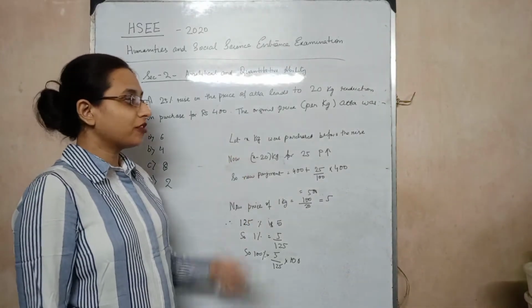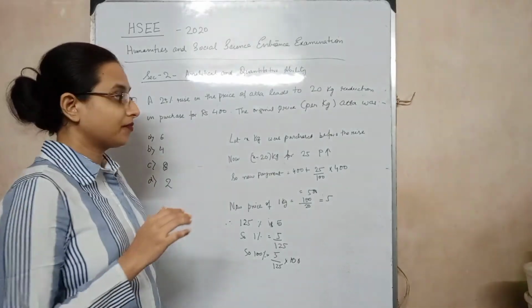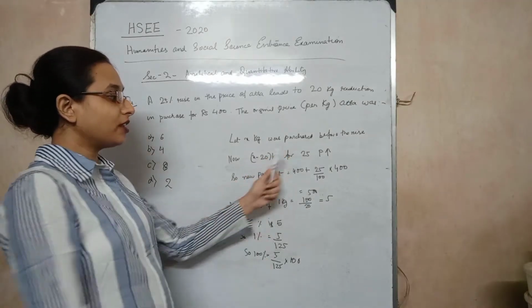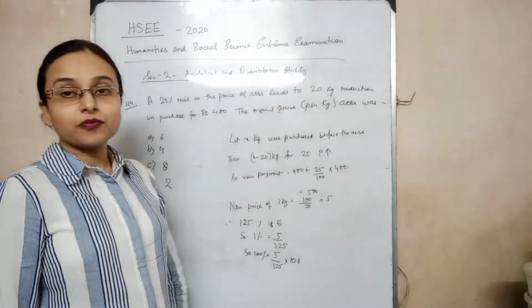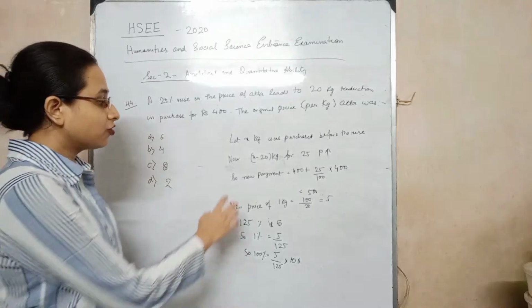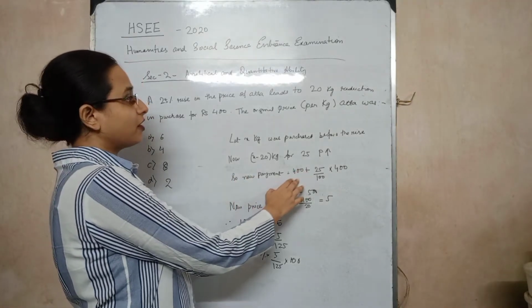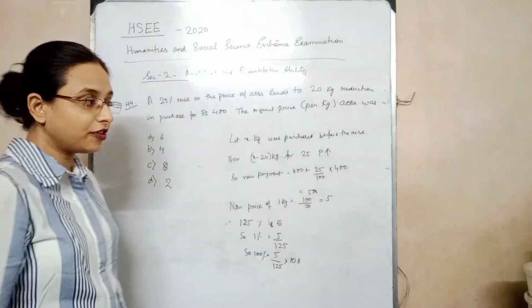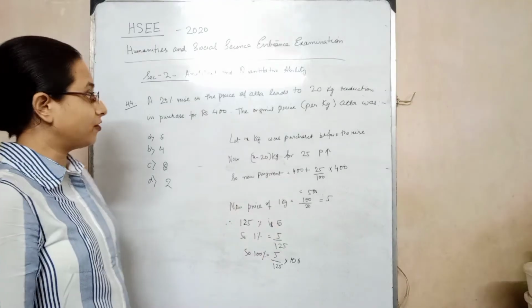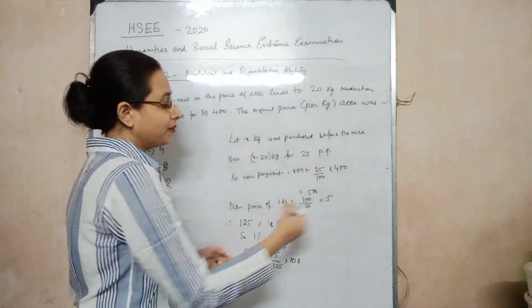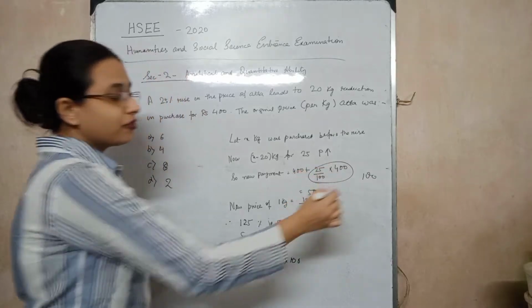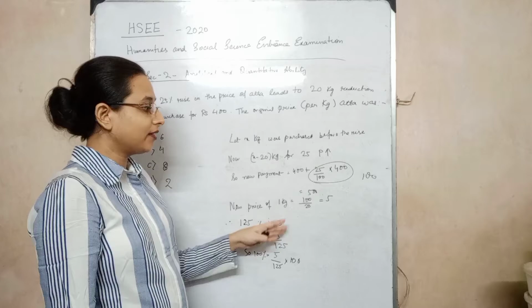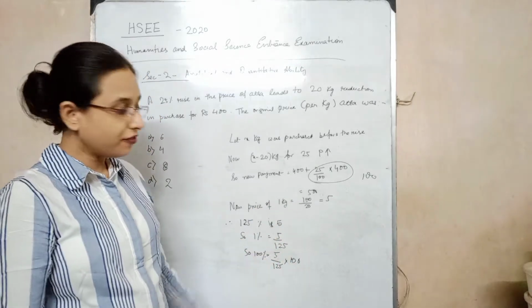Let X kg was purchased before the rise of the atta. Now, X minus 20 kg for the 25 percent rise in the price. The new payment will be 400 plus 25 by 100 of 400, right? That gives us 500. 400 plus 100 is 500. Now, the new price of 1 kg atta is therefore 100 by 20, which is 5.